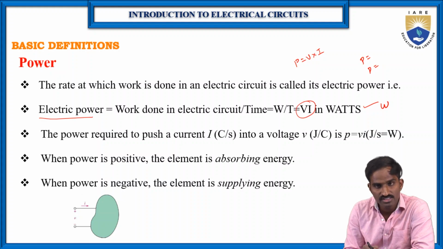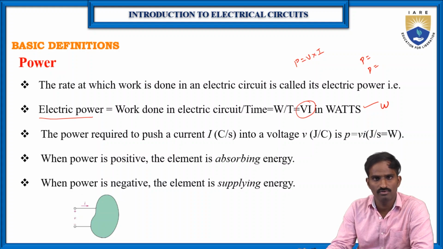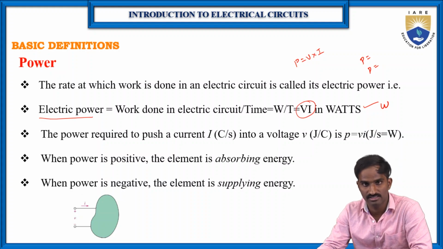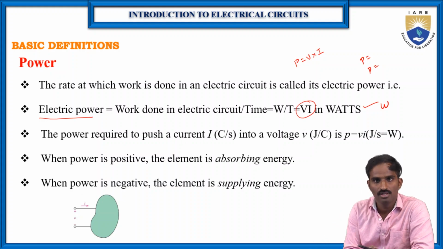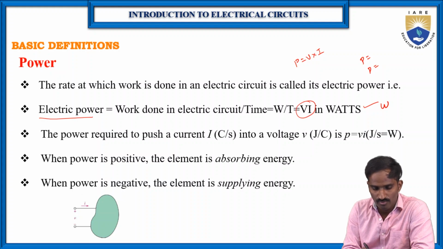When power is negative, the element is supplying the energy, which means the source is taking the energy. That is represented by the negative. We will understand that clearly when we solve electrical circuits, but for now just remember what is meant by positive power and negative power. Here you may ask what an element is.